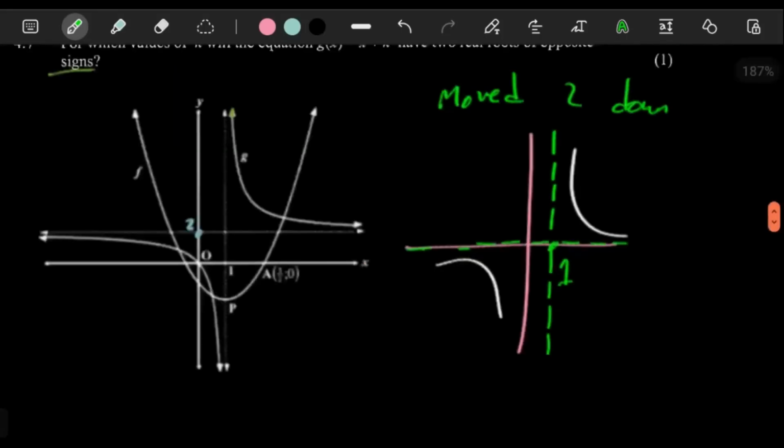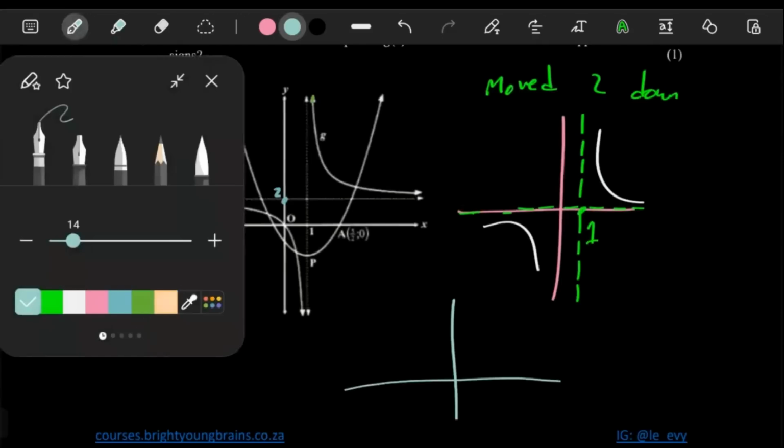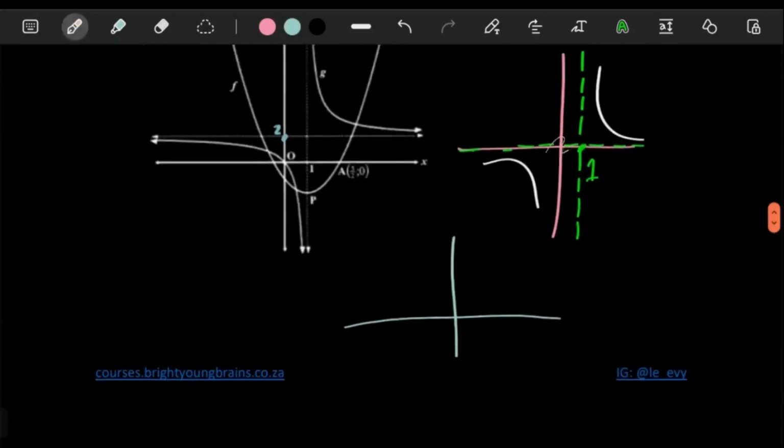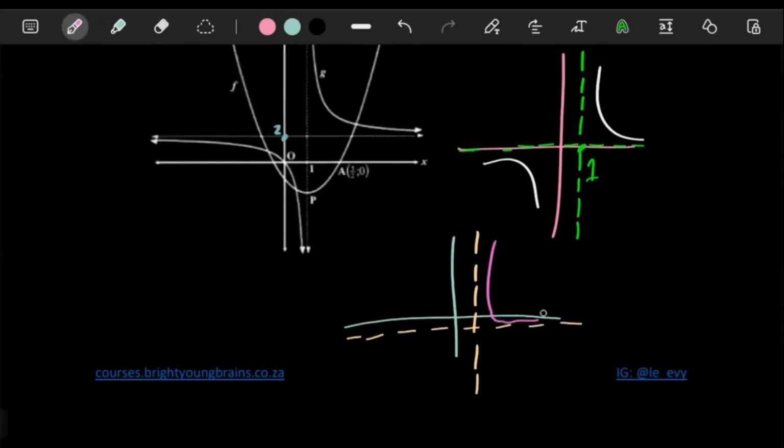But the moment you move it more than 2 units downwards, you have a new image. Your asymptote here will be somewhere there, and your original asymptote is still wherever it is. Then you would have a curve over there and a curve over there. So you can see that one way or the other, here you have one x-intercept.